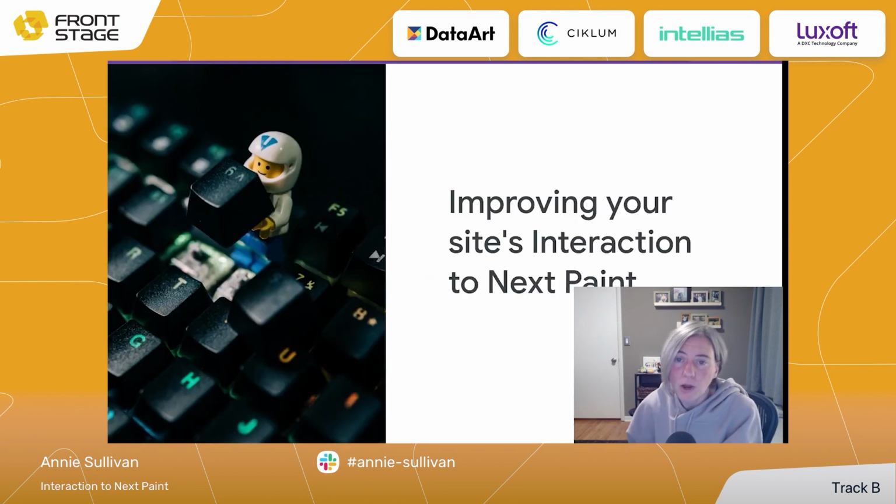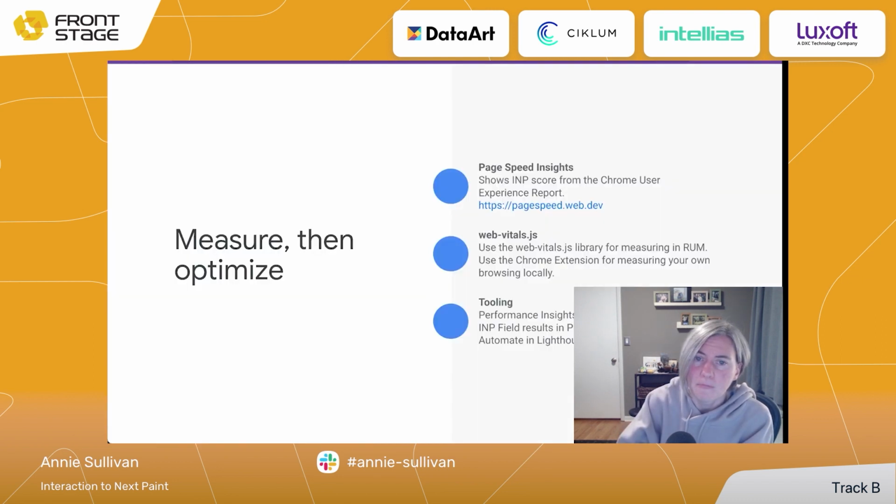Okay, so Interaction to Next Paint is capturing a real user problem. Maybe it's capturing a real user problem on your site. How do we improve it? Before we can improve it, we should first measure it. What is your site's INP?